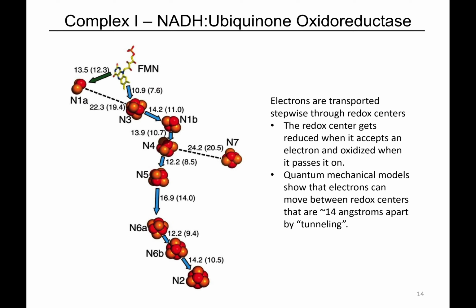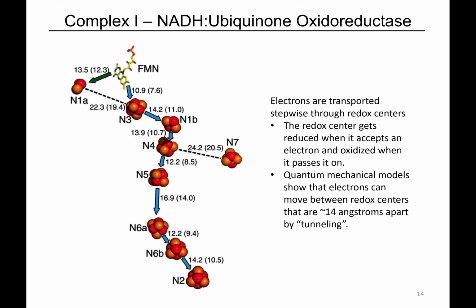Okay, so we start off at flavin. The electrons are first given to flavin mononucleotide, and then they pass through each of these iron sulfur clusters, which are spaced typically 14 angstroms or below. The 14.2 that I'm showing between N3 and N1b is a center to center distance, and the 11.0 is an edge to edge distance, right? So all of these edge to edge distances are within the 14 angstrom requirement for tunneling.